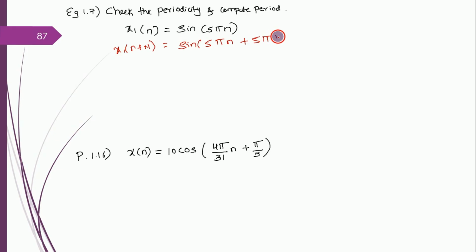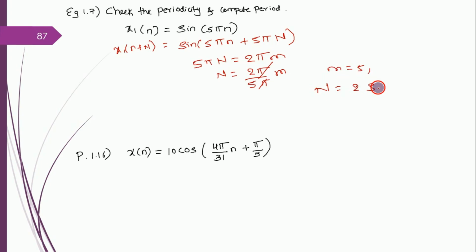So what you are supposed to do here? You are supposed to just take 5 pi n plus 5 pi capital N. So 5 pi capital N should be equated with 2 pi M. So you get N is equal to 2 pi by 5 pi into M. Pi pi cancel. Choose M such that N is an integer. So for M is equal to 5, your N is equal to 2 samples. That's it.